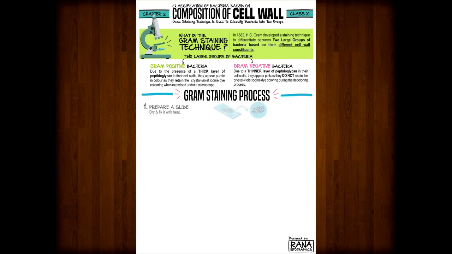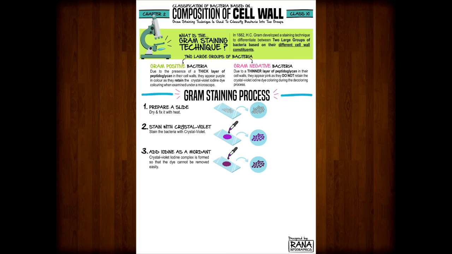Now let us understand the gram staining process. The first step is to prepare the slide by drying and fixing the slide. The second step is to stain the bacteria with the crystal violet dye. Next, iodine is added as a mordant, and so a crystal violet iodine complex is formed, so that the dye cannot be removed easily. Next, the bacteria samples are decolorized with alcohol.